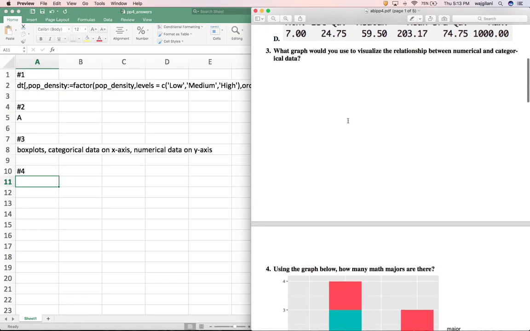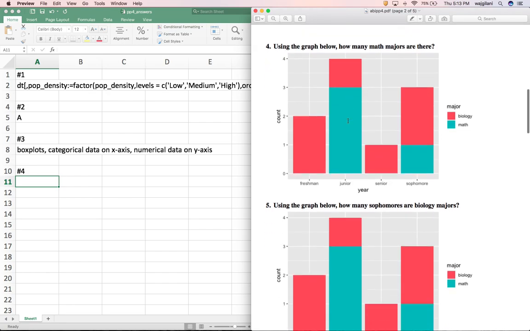All right. Number 4, using the graph below, how many math majors are there? This is basically from geometry. I mean, it is from stats too. Fine, it's from undergrad stats. We can go as far as that, but there's nothing like rocket science here. So using the graph below, how many math majors are there?